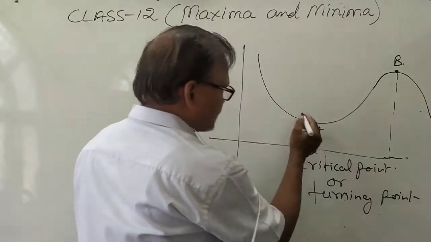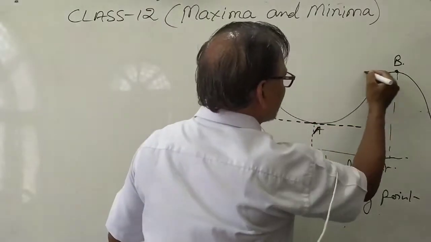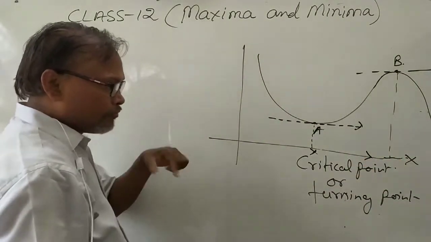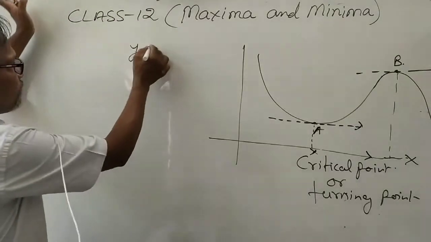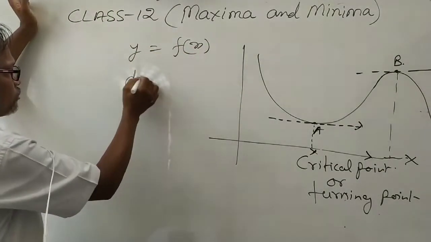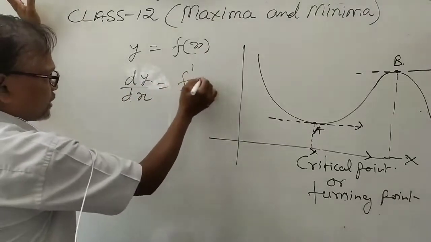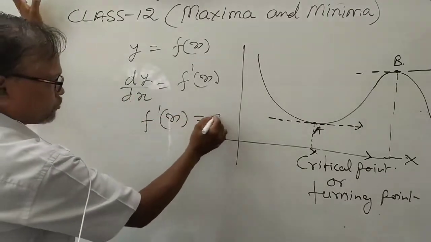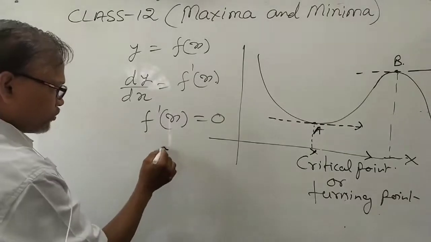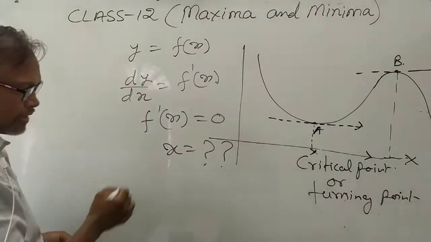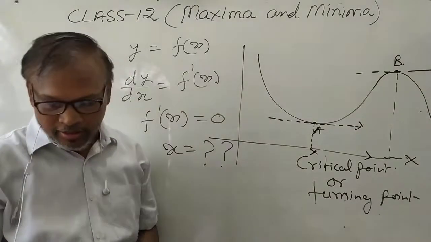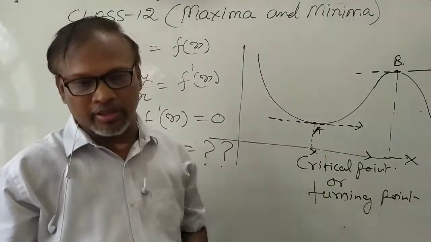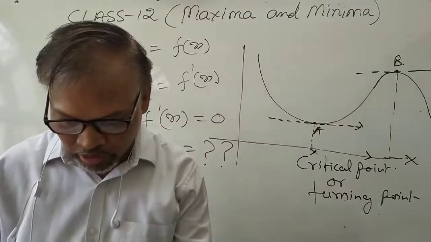Because if it turns from here and you draw the tangent, then these tangents will be parallel to the x-axis. If the curve is y equal to f(x), dy by dx will be f dash x, and because the tangent is parallel to the x-axis, f dash x is equal to 0 in this case. So you will get the values of x: x1, x2, x3. These are the turning points, and after finding them you can find the absolute maximum or absolute minimum value.